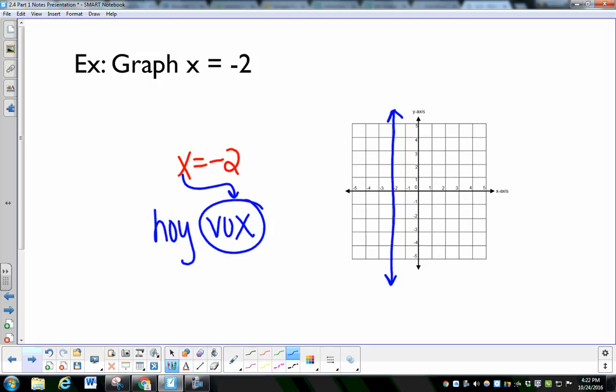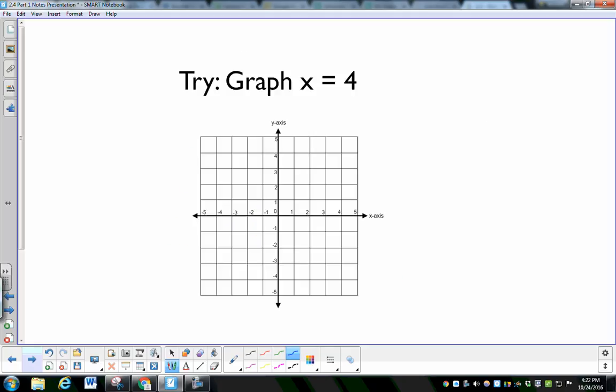All right, we're about halfway through these notes. So we're going to do another example. I want you guys to try it on your own. I want you guys to try graphing x equals 4. Make a new graph for me. X equals 4. Pause this, try it, and come back.